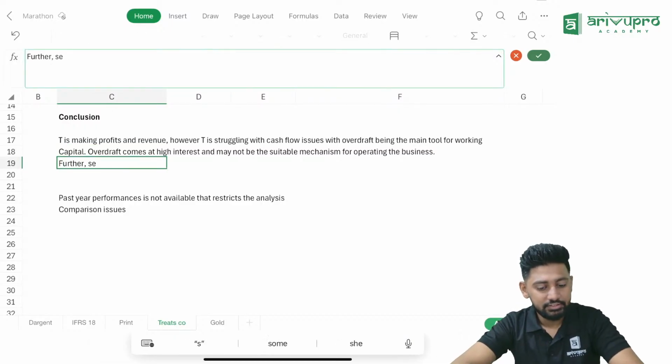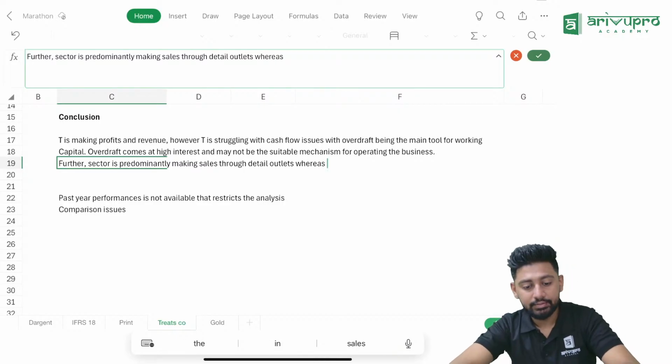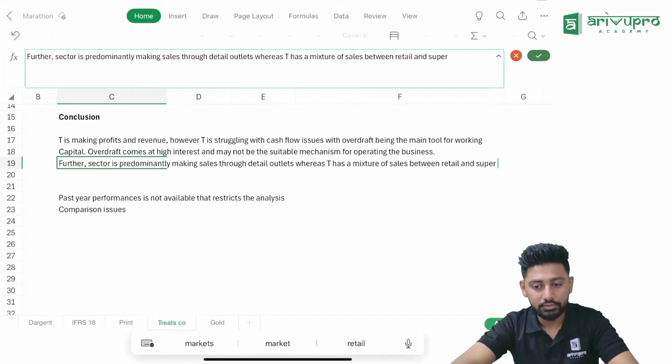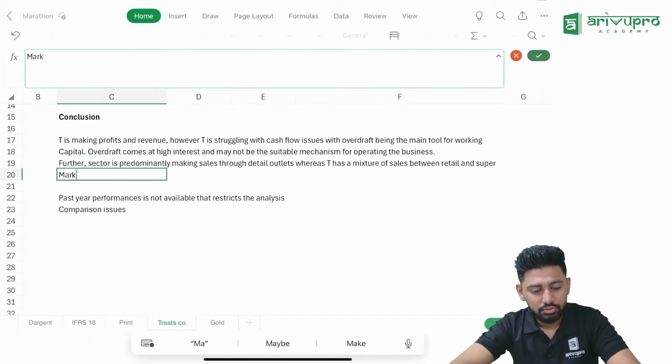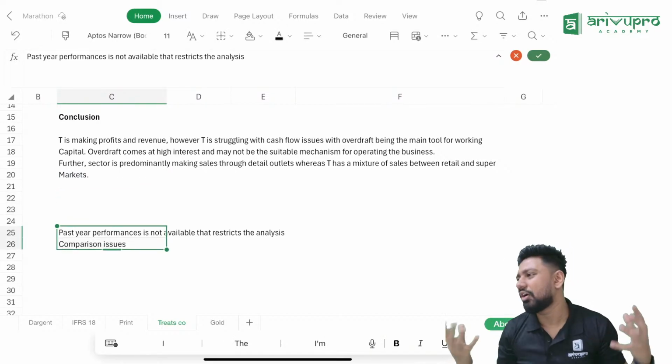Further, the sector is predominantly making sales through retail outlets, whereas T has a mixture of sales between retail and supermarket. So probably your operating profit margin is less because of our sales mix.